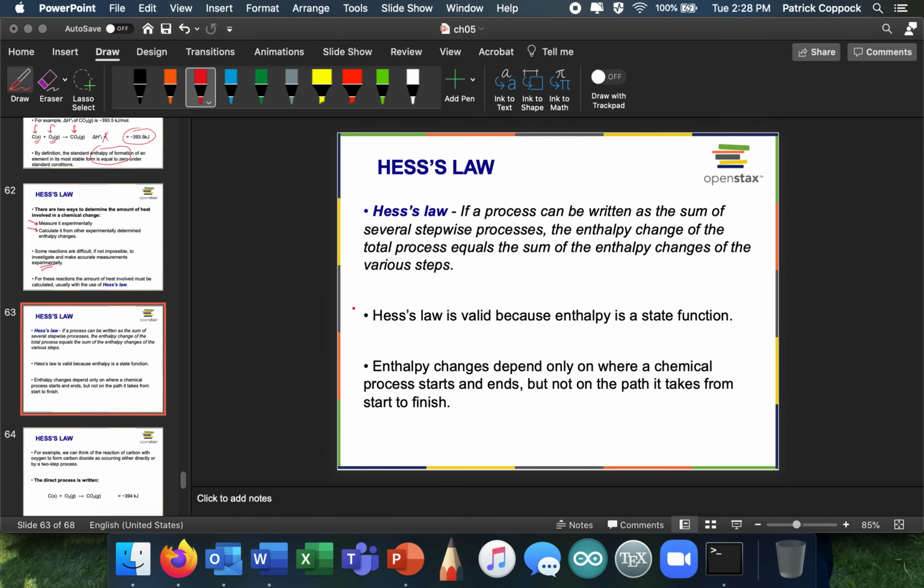Hess's law is as follows. If a process can be written as the sum of several stepwise processes, the enthalpy change for the total process equals the sum of the enthalpy changes of the various steps. I'll demonstrate this in the next couple slides.